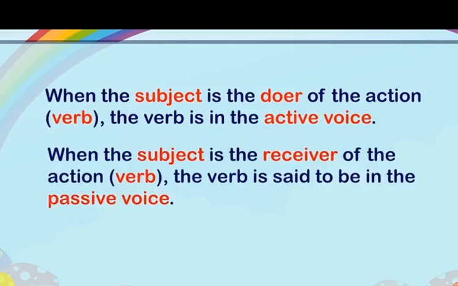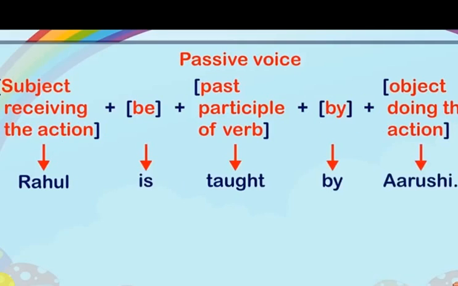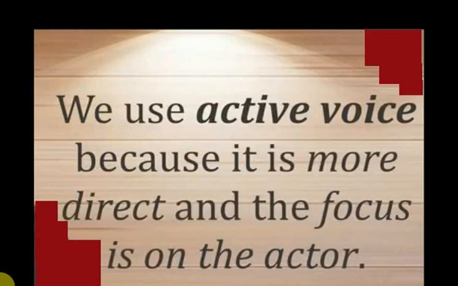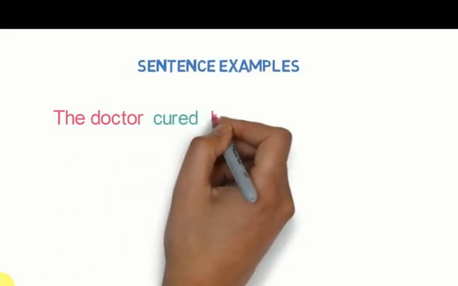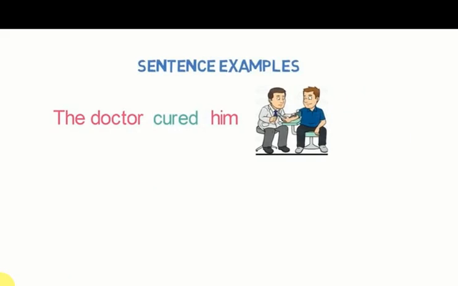So far we have seen what is active and passive voice and its structure. Now we shall see when do we use active voice. We use active voice because it is more direct and the focus is on the actor. So when we are giving more importance to the subject, the subject is doing something, then we will use active voice. For example, the doctor cured him. So here, who cured him? The doctor cured him. So we are giving more importance to the doctor, the subject. So it is in active voice.